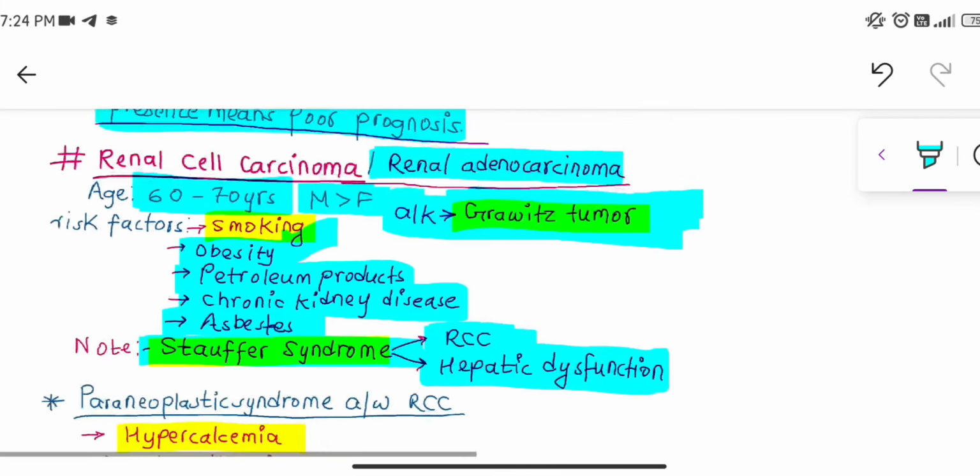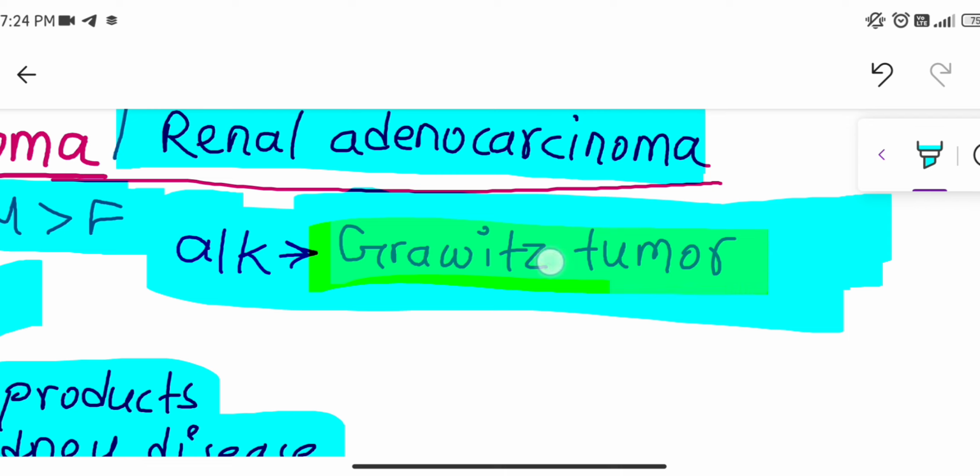Now what are the clinical features of Grawitz tumor? There will be flank pain, hematuria, and an abdominal mass, which is a characteristic feature. This abdominal mass is also present in Wilms tumor. One thing we have to be careful about: the abdominal mass is present in both neuroblastoma as well as nephroblastoma, and Wilms tumor is also known as nephroblastoma.